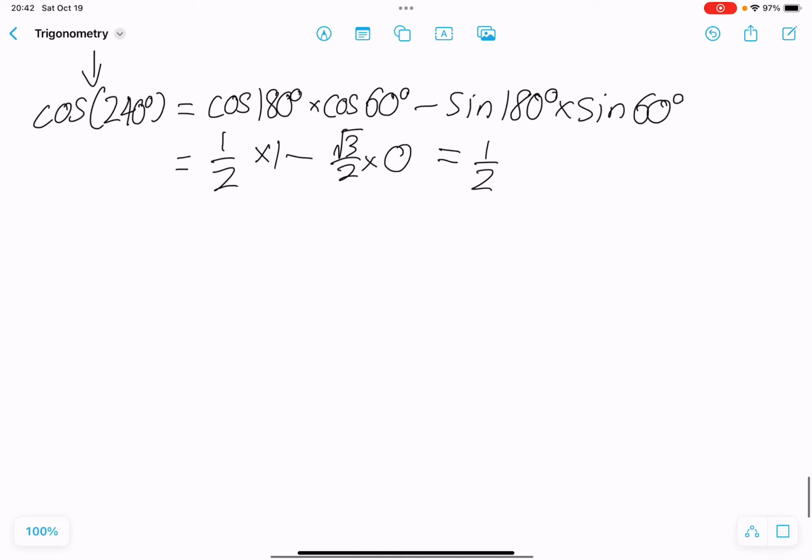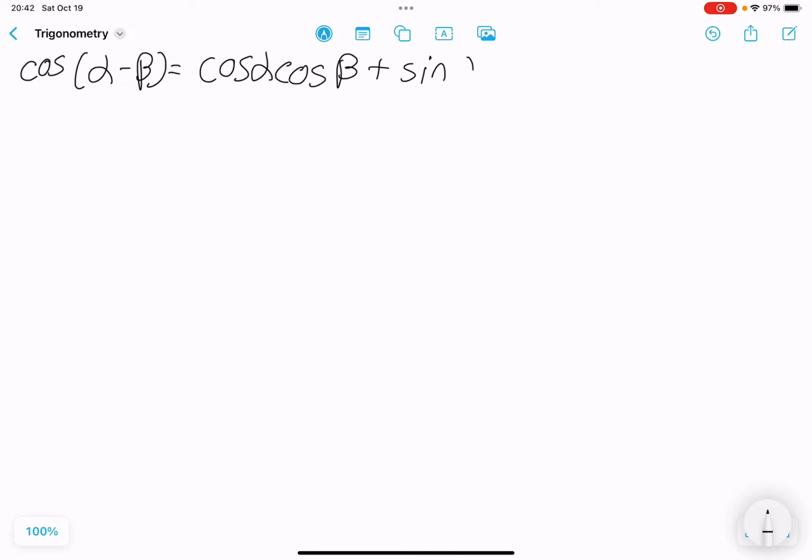So let's move on to the difference formula for cosine. The difference formula says that cosine of alpha minus beta equals cosine alpha times cosine beta plus sine alpha times sine beta.